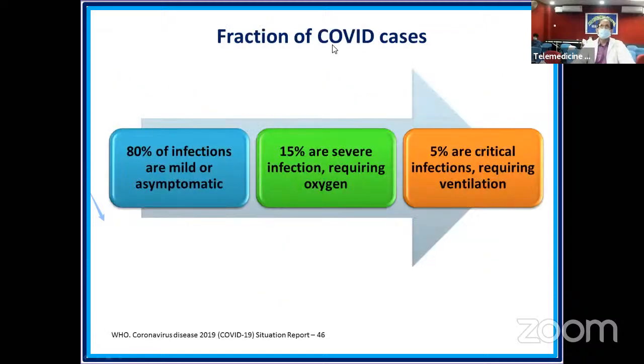As we know, of COVID cases, 80 to 85% are mild or asymptomatic. They practically do not need any treatment. 10 to 15% have severe infection requiring oxygen, and 5% or less have very severe critical infections requiring ventilation and intensive patient care. Those persons I described, who are immunodeficient, CRF patients, or have a lot of comorbid conditions, can fall in this group.